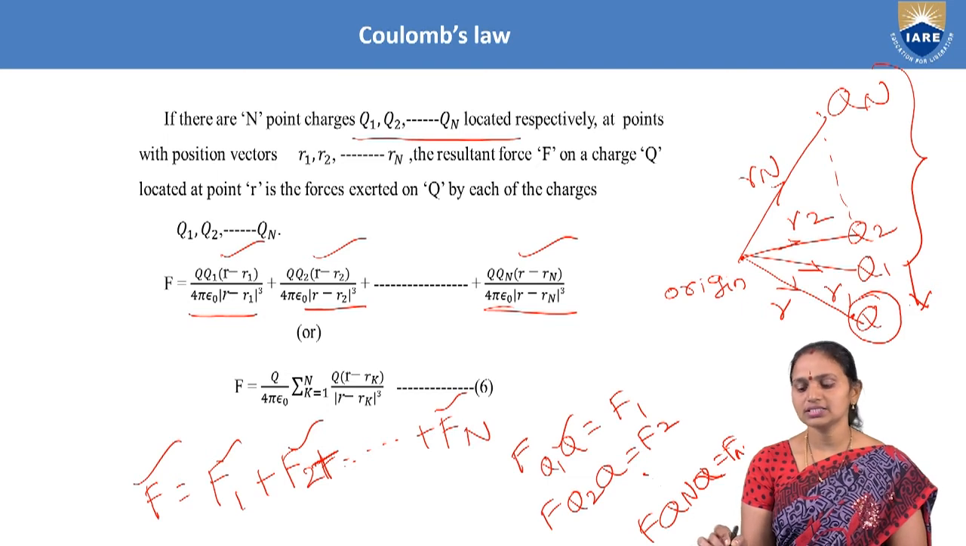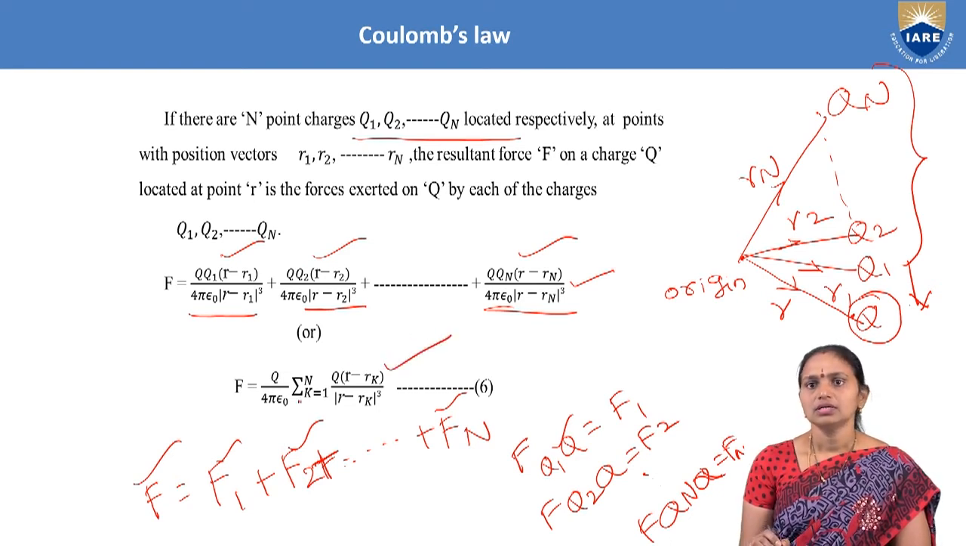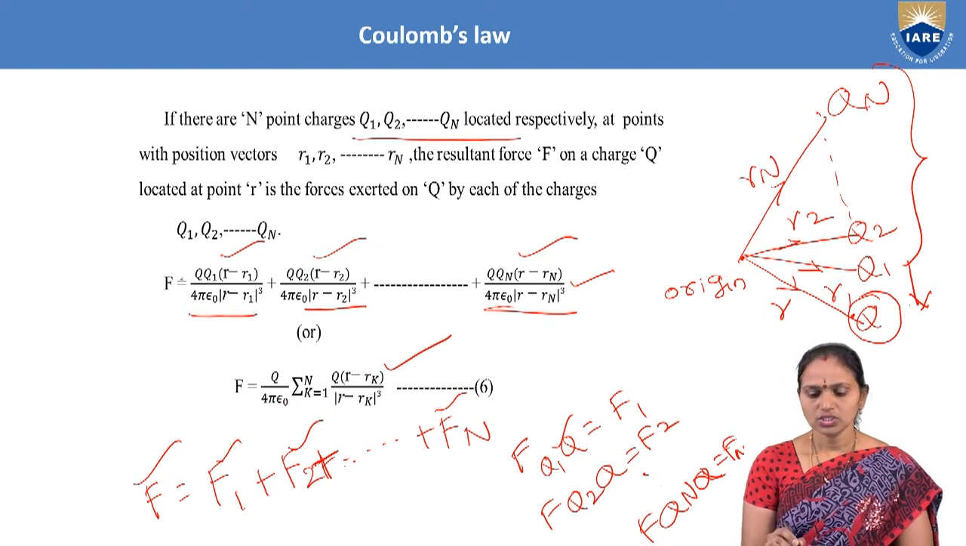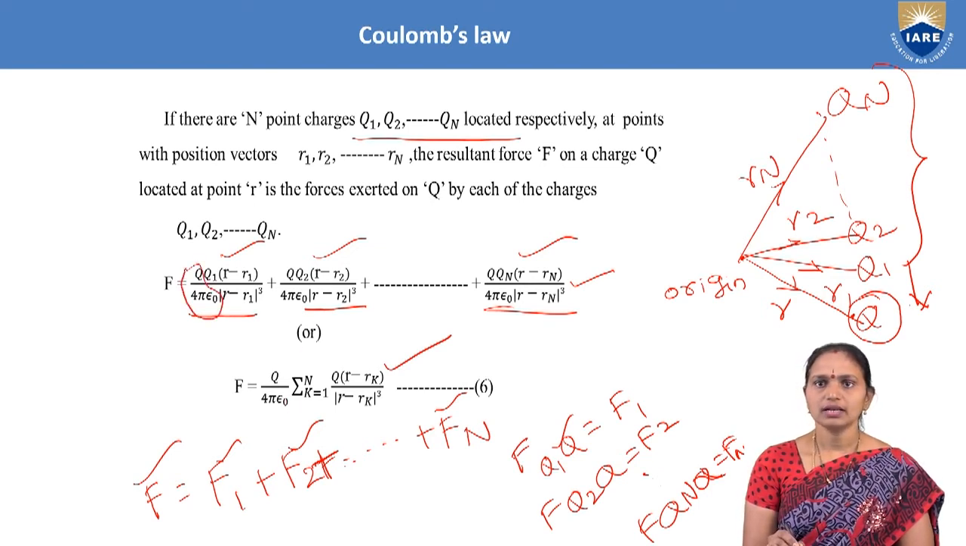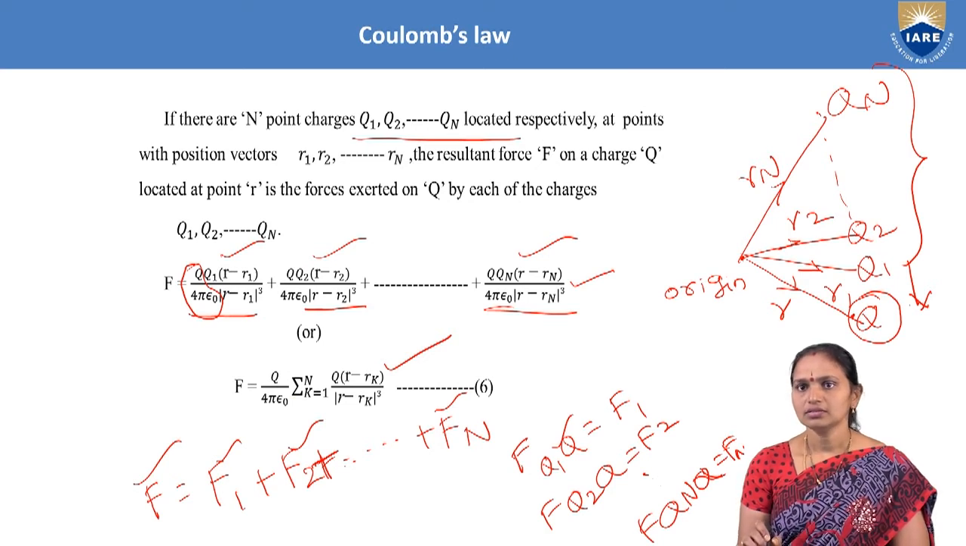Similarly, for the effect of the nth charge on Q. Now, taking the generalized equation, F equals Q by 4 pi epsilon naught, which is the common term, taken out. Writing it in summation form, the charges are from 1 to n. So F equals Q by 4 pi epsilon naught, sigma k equal to 1 to n, of Qk into R minus Rk, divided by the modulus of R minus Rk whole cube.